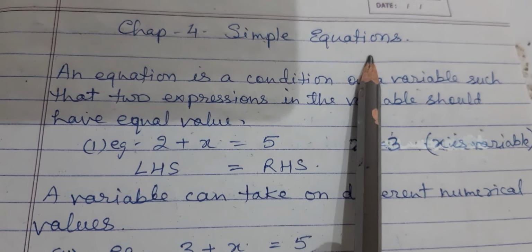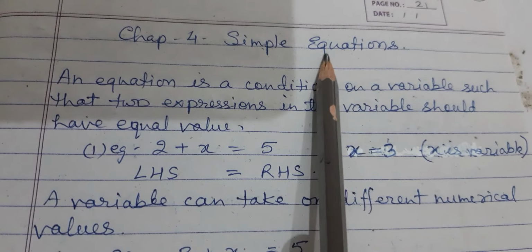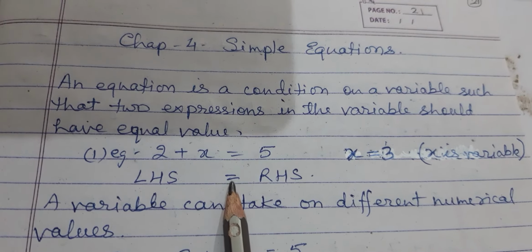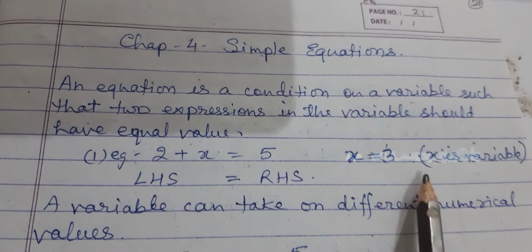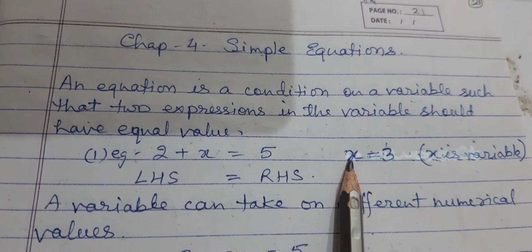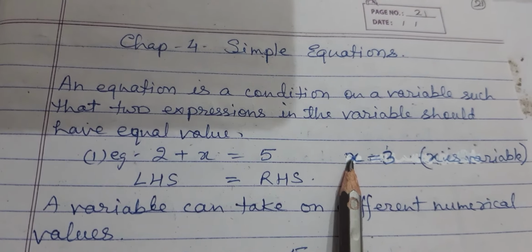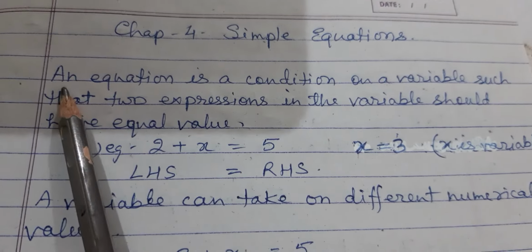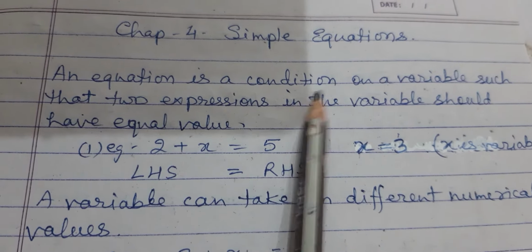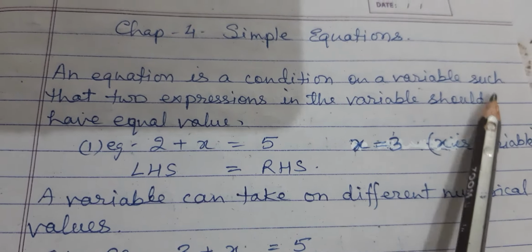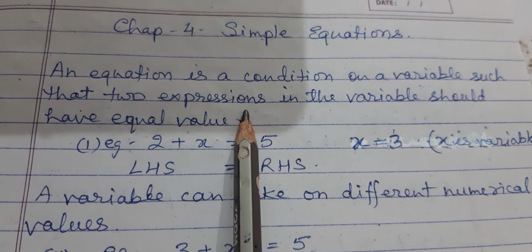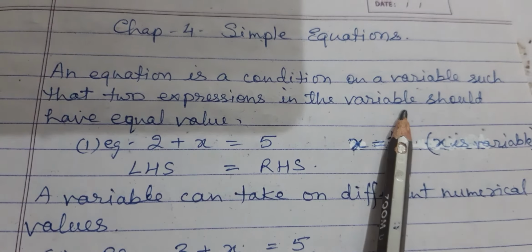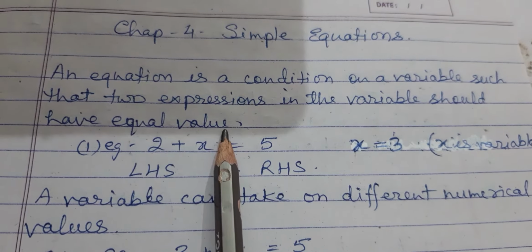So, what is an equation? Equation means there must be a sign of is equal to, and there must also be one variable, means one alphabet in place of a number. Then only it will form an equation. So, an equation is a condition on a variable such that two expressions in the variable should have equal value.